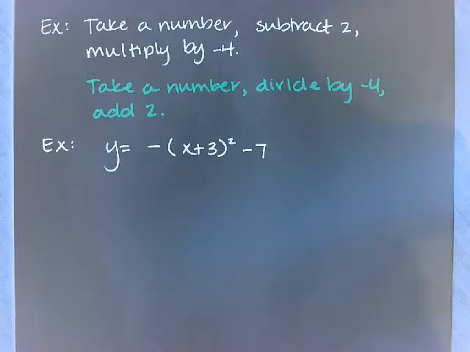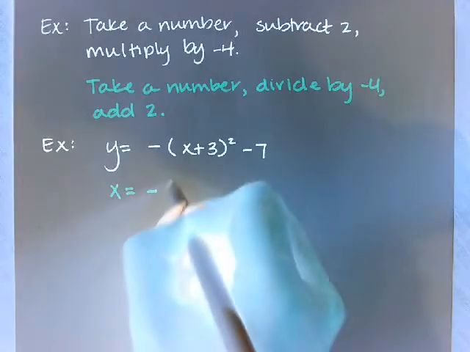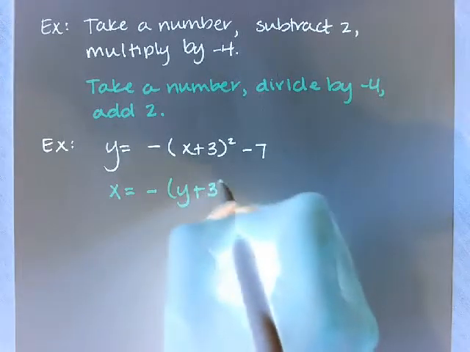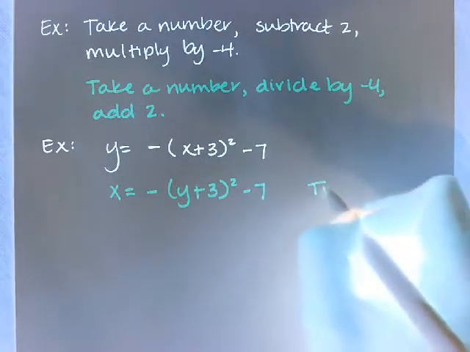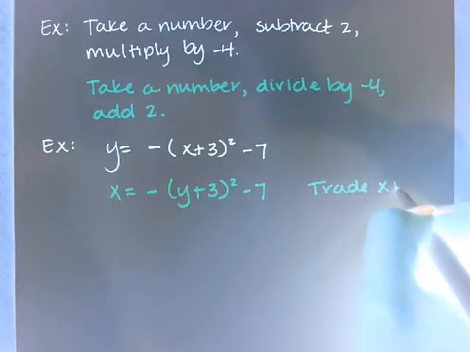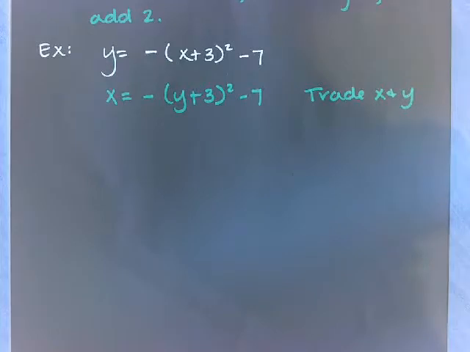Switch the x and the y. So we're going to say x equals negative of y plus 3 squared minus 7. So the very first thing we do is trade the x and y. And then when we undo the operations, we do PEMDAS backwards. Order of operations you do backwards when you're trying to solve something.